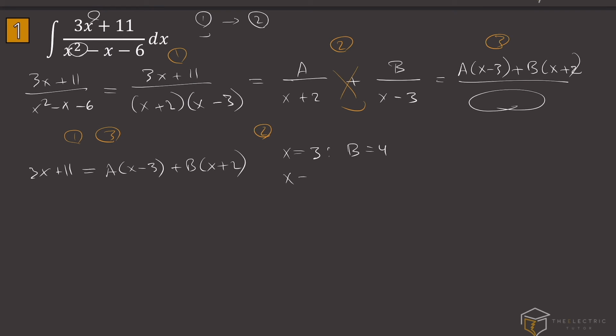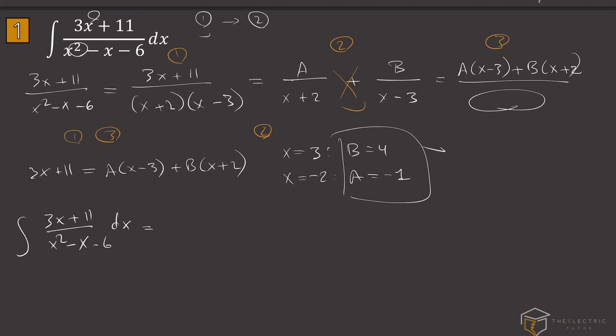And if I say let x be equal to minus 2, the opposite is going to happen. I'm going to find out that A is equal to -1. So verify these two results to see if they're good. And then we can move on to say that the integral of 3x plus 11 over x squared minus x minus 6 dx can be rewritten as the integral of A, which is -1, over x plus 2 plus B, which is 4, over x minus 3 dx.